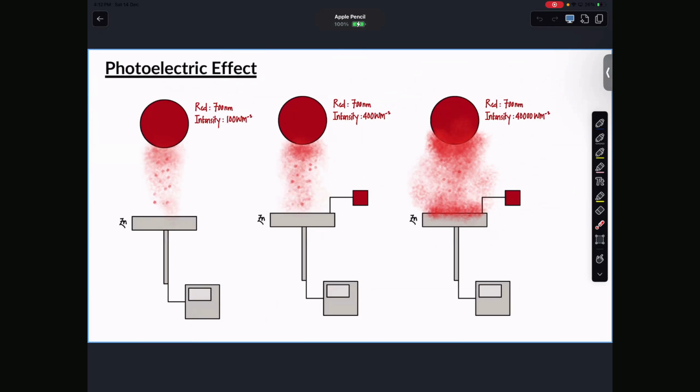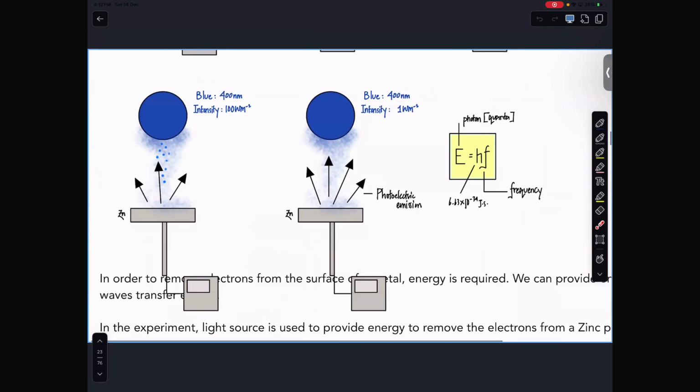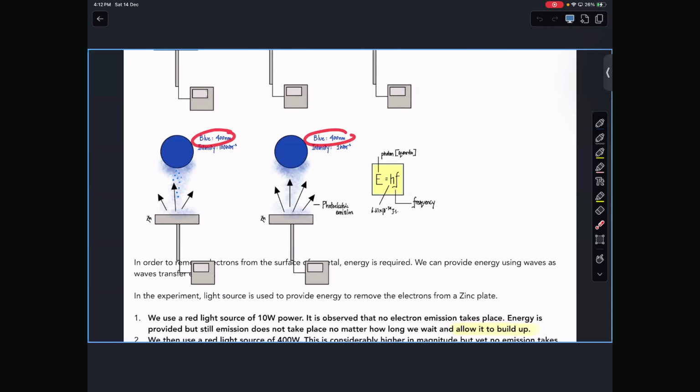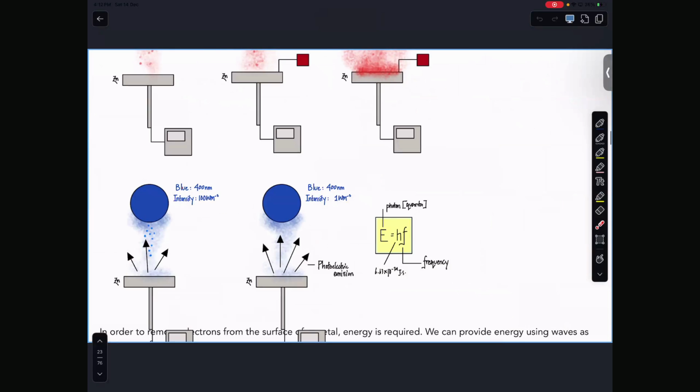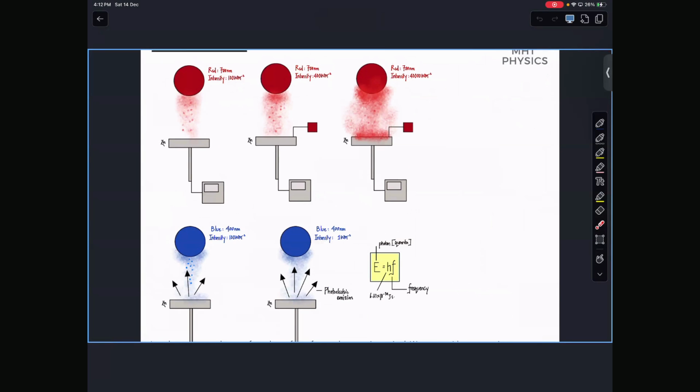However, it is found that if you change the color, right, emission starts happening. And when you change the color, the emission happens regardless of the intensity. For some reason, the amount of energy, the amount of power is not a factor. What becomes a factor? Color. This idea that the color is a factor contradicts what theory? Wave theory. Because according to wave theory, color has no role to play. What has a role to play? The power of your lamp.